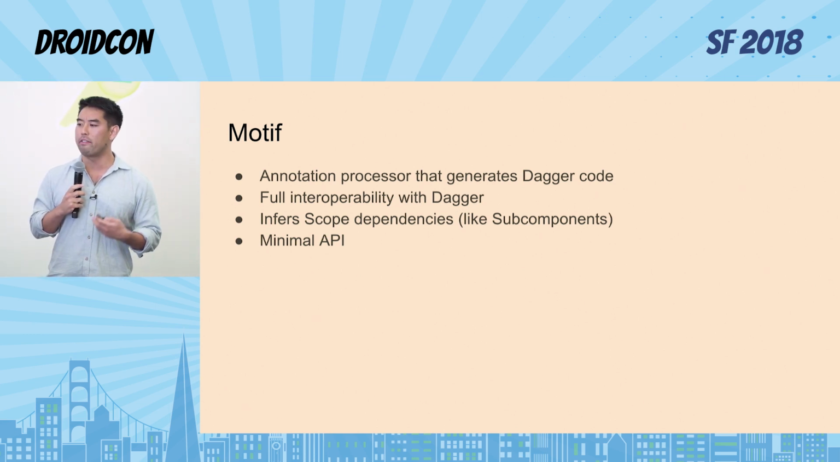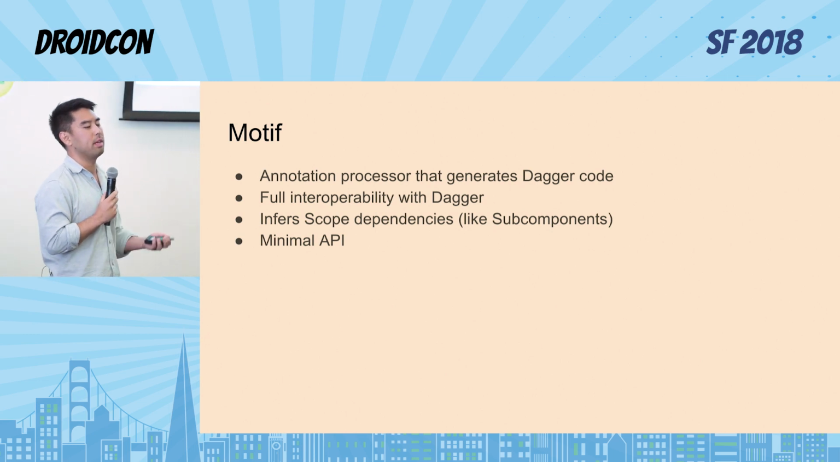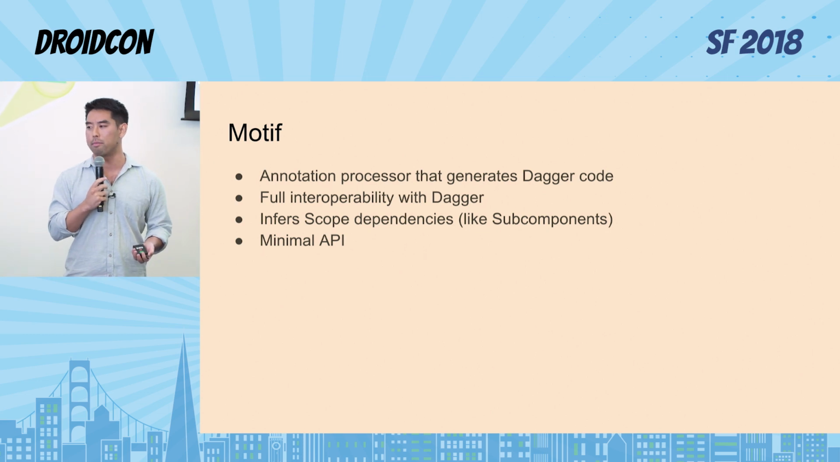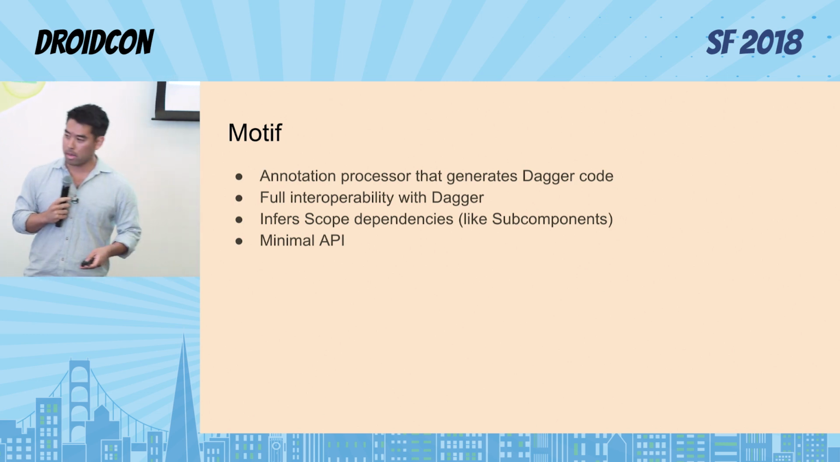And finally, the driving principle behind Motif's API design is just API simplicity. So you'll see that when we get into some of the code samples for Motif, but this is something that we valued highly when we were designing Motif.